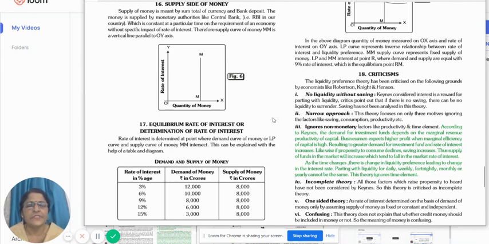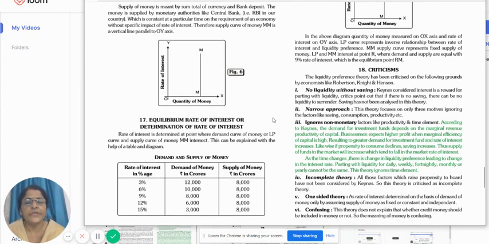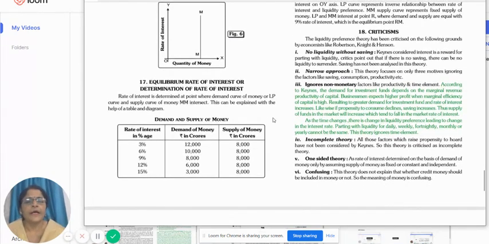As time changes, there is a change in liquidity preference, leading to a change in the interest rate. Parting with liquidity for daily, weekly, fortnightly, monthly, or yearly periods cannot be the same. This theory ignores the time element, which is an important aspect. It is considered to be an incomplete theory. All those factors which raise the propensity to hoard have not been considered by Keynes. So this theory is criticized as an incomplete theory.